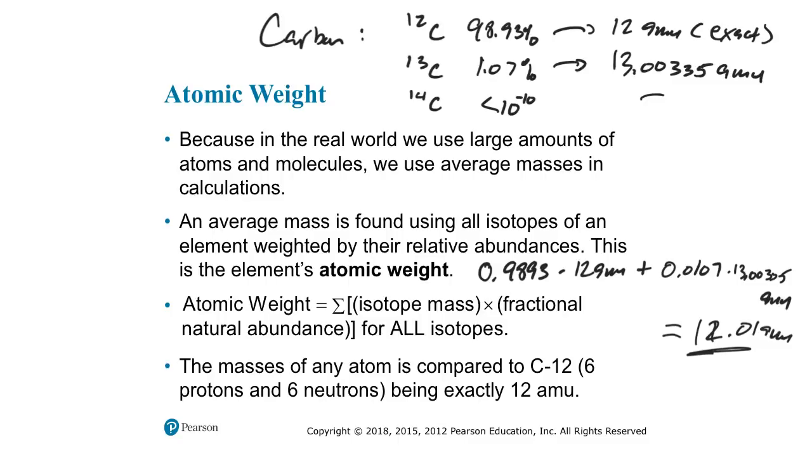So now you can imagine doing this for all the elements. That's what we want to know and list on the periodic table: the average atomic weight, the average mass of all of the naturally occurring isotopes for that particular element is what you find on periodic tables.